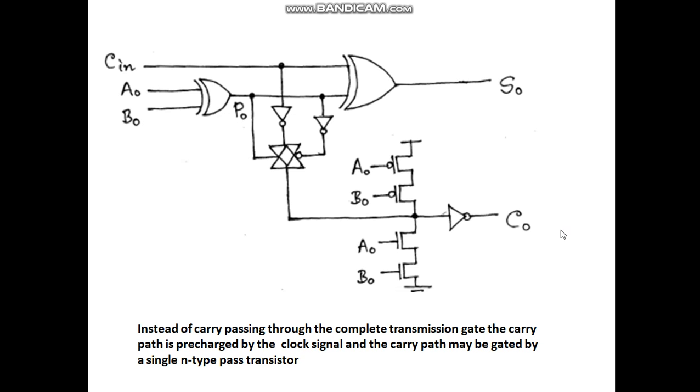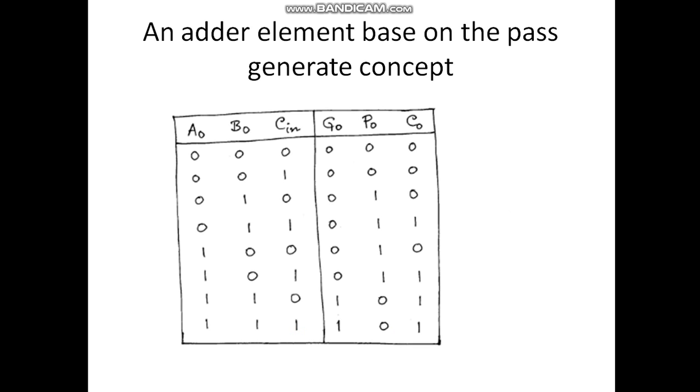When A and B are 1, okay, so NMOS FETs are connected in series. Okay, source is connected to ground. So the output is 0 and the output from the inverter is 1.